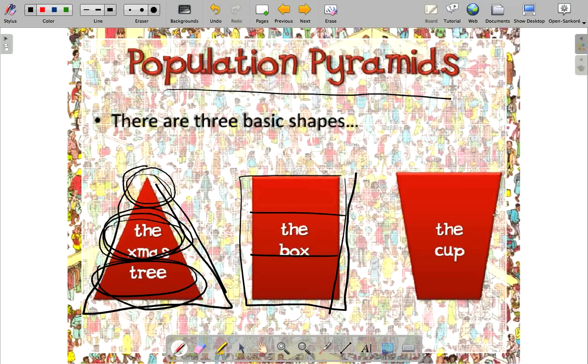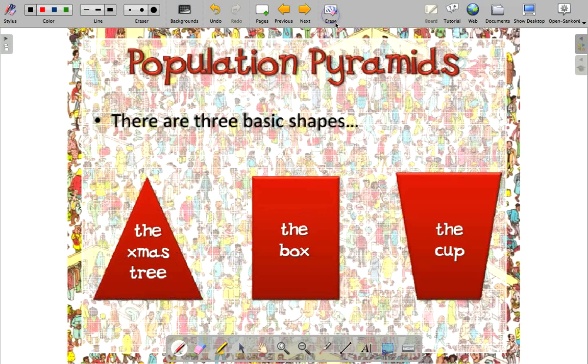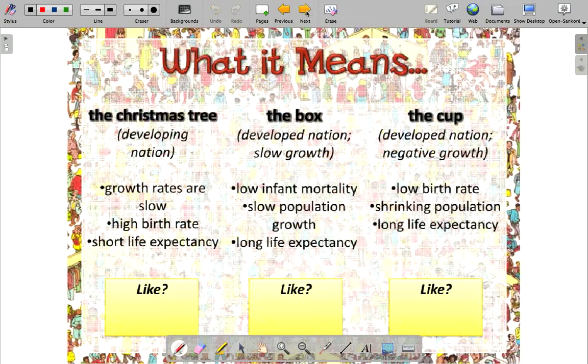And then the very last one, we looked at the cup, right? With a large number of old people or elderly or retired, then a good portion of workers, and then very few children at the bottom. So let's look at some real-life examples of these three, what it would look like. First, let's talk about some of the characteristics. What do they mean?